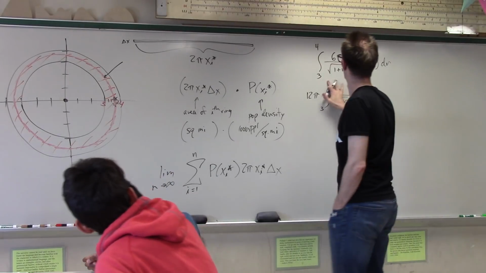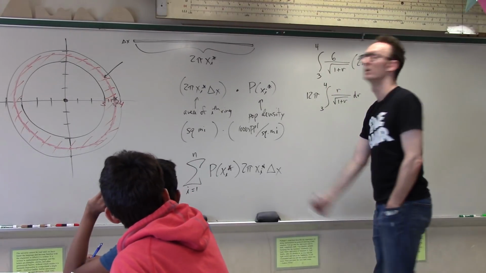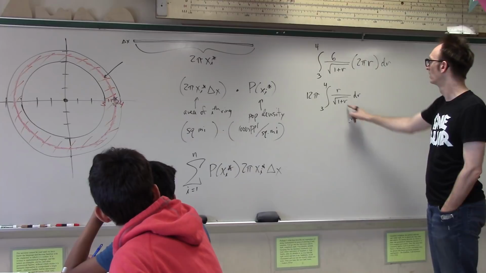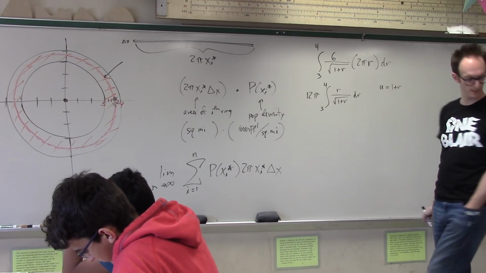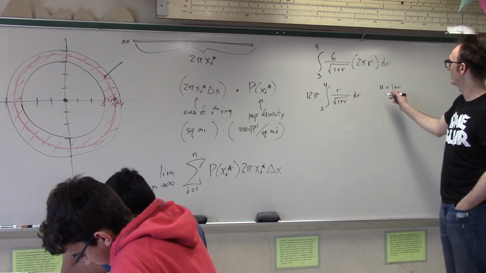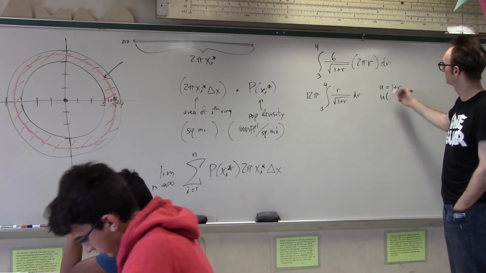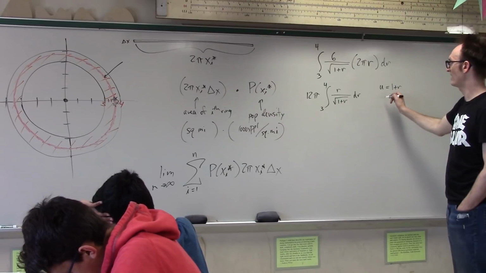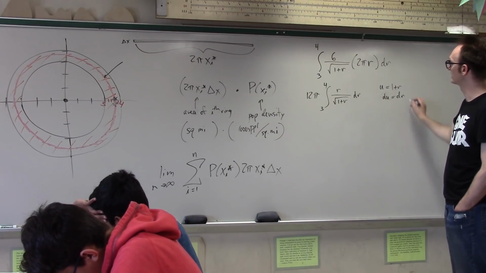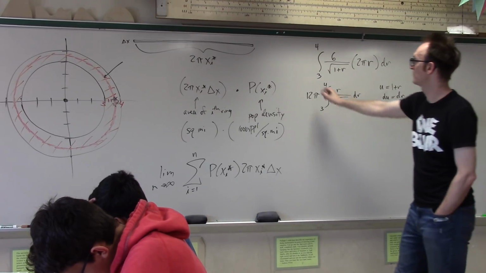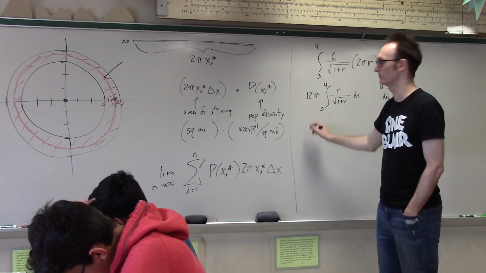Substitute u for 1 plus r. Yeah, you let u be 1 plus r, and then du is just dr. But then we can rewrite this as, well, I'll let you finish, go.